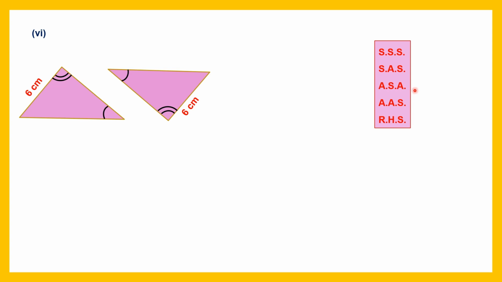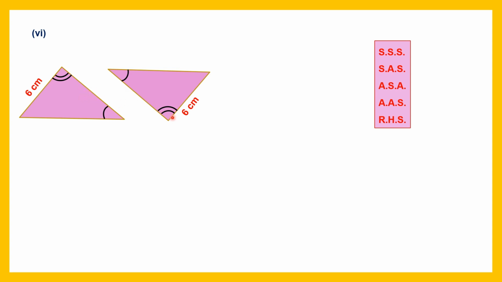But what is the difference between these two? In this one, can you see the side has come in the middle? That means we're talking about the included side. Whereas here, we are first talking about the two angles and the side can be any other side other than the included side. So let's see which of these conditions these two triangles will satisfy. So there are two triangles. Do we have an included side? No. Included side is this side and we don't have the measurement of this side.